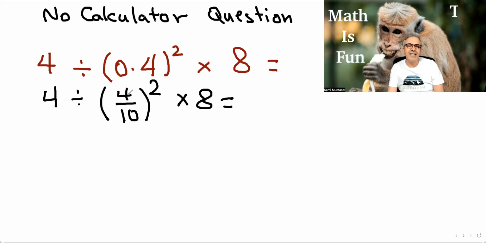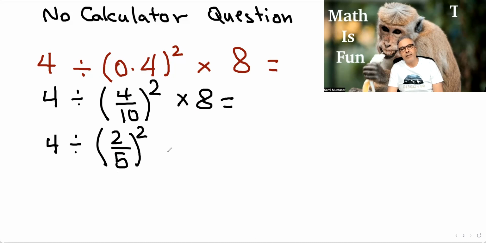Now, should I square the 4 and square the 10? Because there's a square outside and that applies to the 4 and the 10. Or should I simplify the 4/10 by reducing it to 2/5? And that's definitely the right thing to do in mathematics. Times 8.